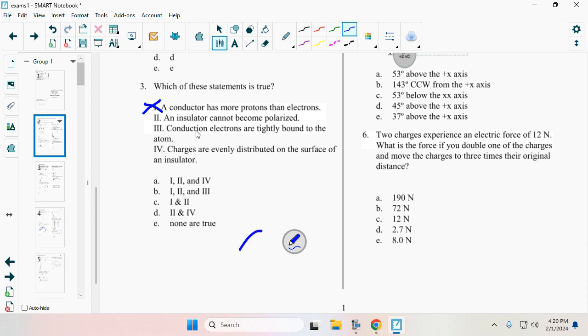So if we have an insulator, in the insulator, even though the charges won't move around in a perfect insulator, the molecules can become polarized. So I can get molecules within the insulator that realign themselves and become polarized. Water is not a good example, but an insulator can become polarized.